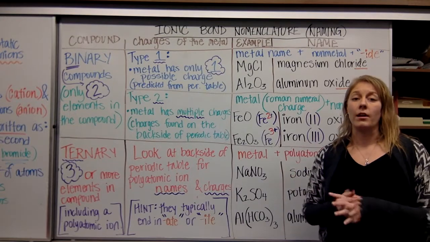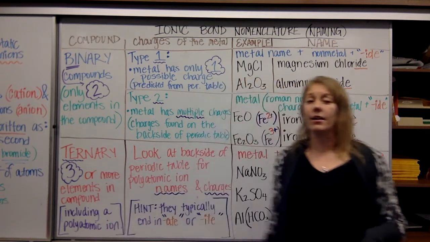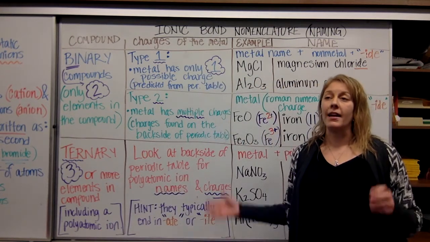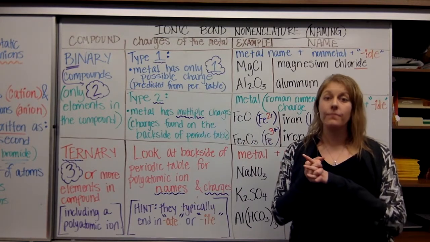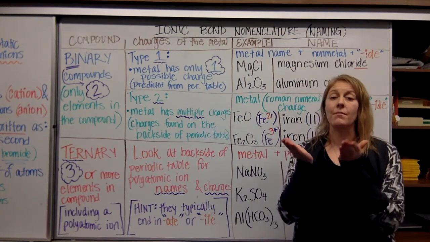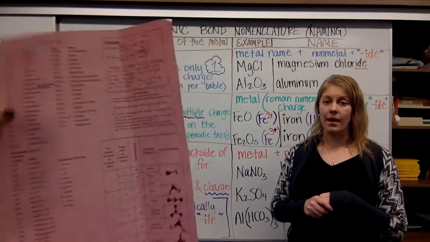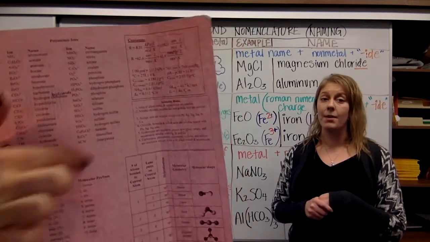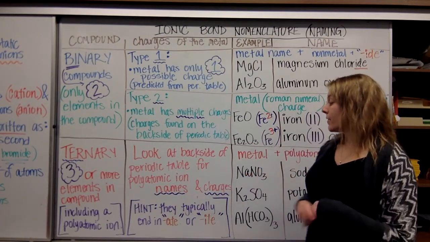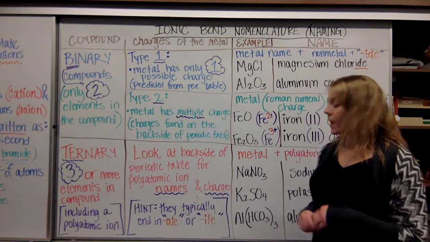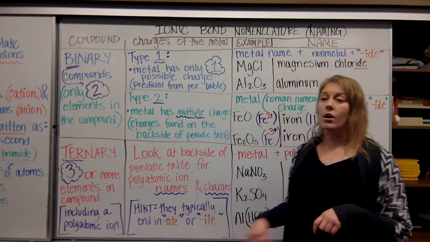What if we have 3 or more elements in the compound? All right, the way we have this is if we have a polyatomic ion. Now remember, those are the ions that are a group of atoms that have the overall charge. Okay, so like NH4 with a +1 charge. The whole group of atoms has a charge. We're going to look at the back side of the periodic table to name these. You're going to find these on the back of the periodic table, and all you have to do is look at the name that's given. All right? So we're going to find the names and charges back there. Our hint is that the polyatomic ions typically end in -ate or -ite.